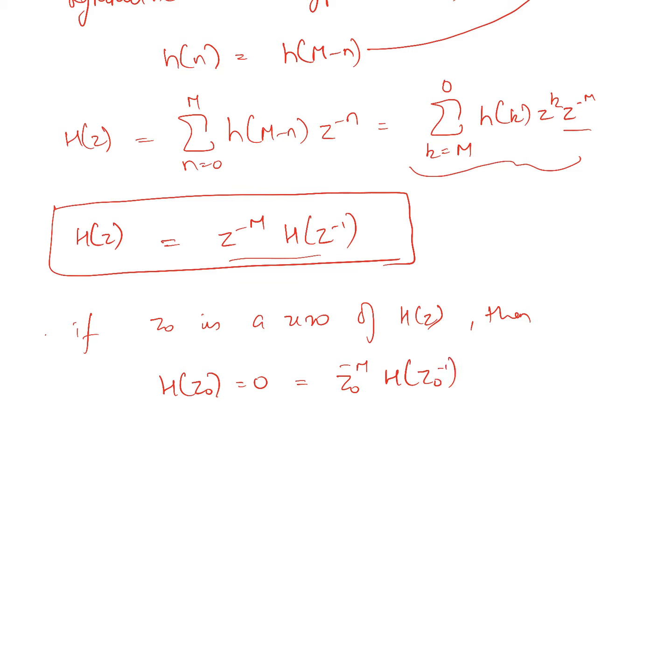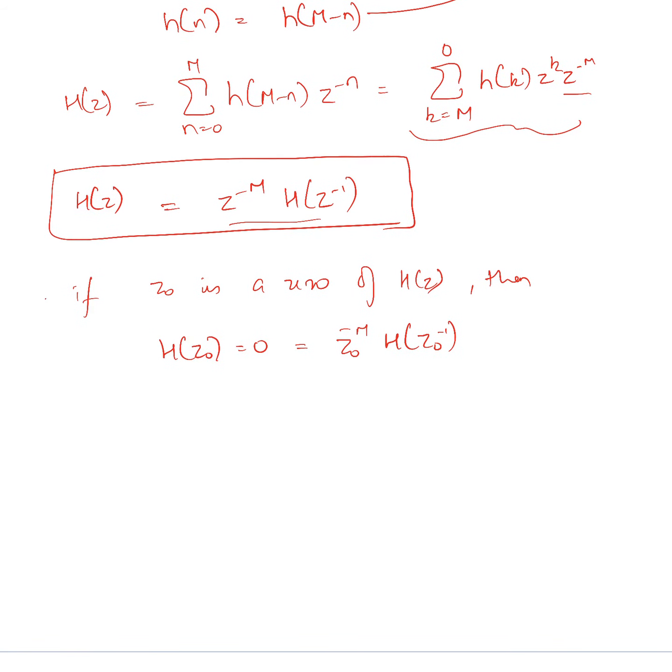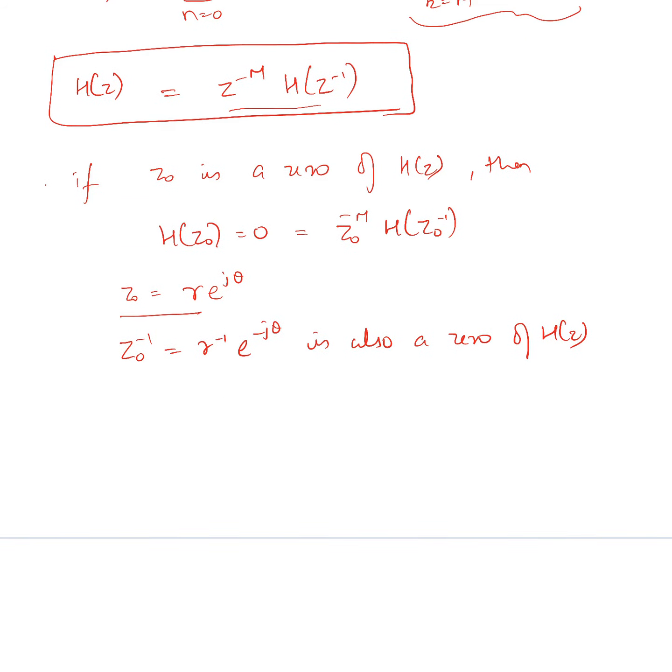Right? So now what does it say? This implies that if I denote z naught in polar coordinates as r e raised to the power j theta, and this is a zero of H(z), then the reciprocal of this zero, that is z naught inverse, which would be equal to r inverse e raised to the power minus j theta, is also a zero of H(z). You can see this quickly: if z naught is a zero of this function H(z), then this would hold.